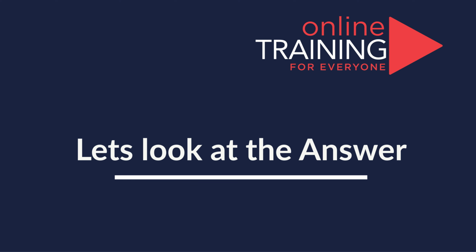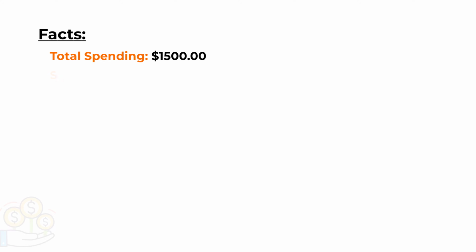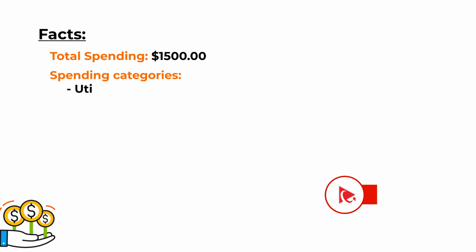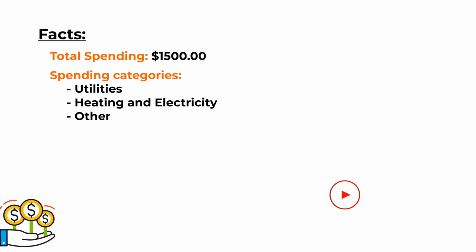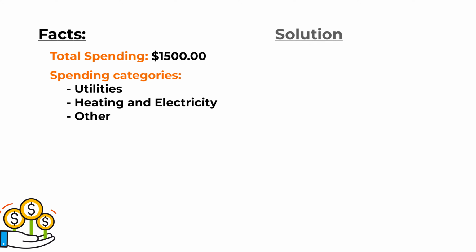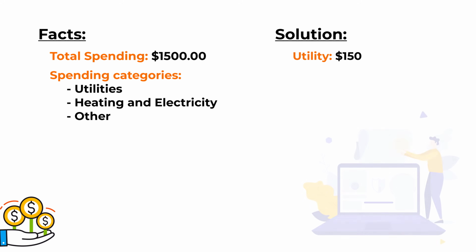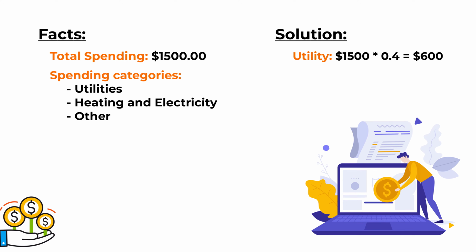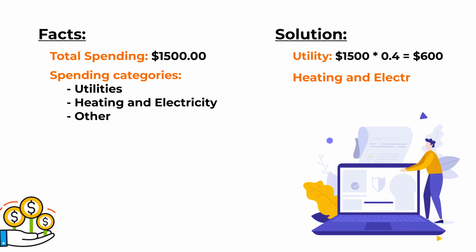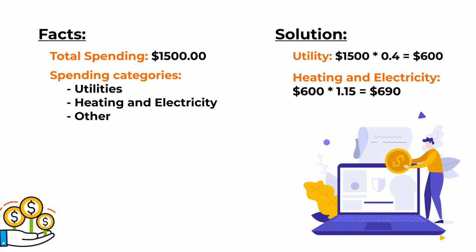Let's first look at the factual information. Total spending is $1,500, and spending categories that we've learned about are utilities, heating and electricity, as well as others. Because there are 3 spending categories, let's calculate the values in each one based on the data that we have. To calculate the amount spent on utilities, we need to multiply 1,500 by 0.4, and the end result of this is $600. Heating and electricity bill is 15% more than utility spending.